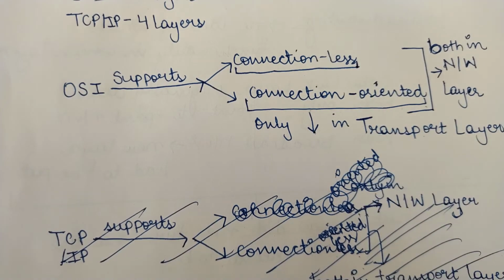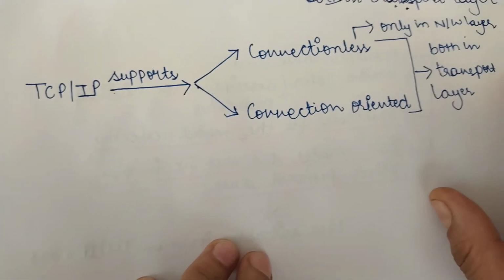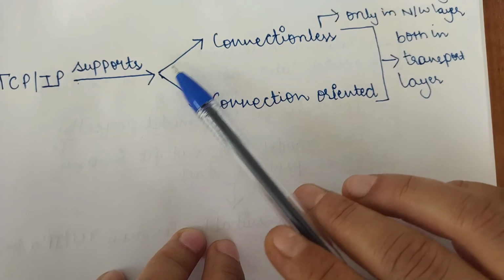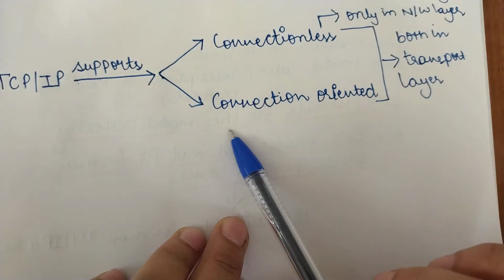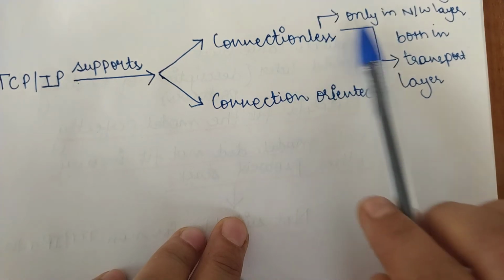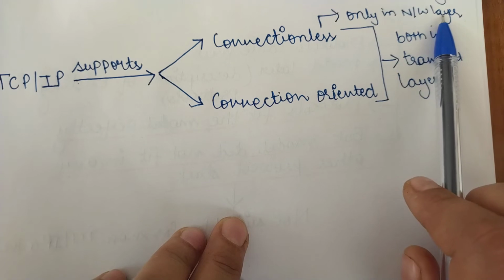Now, if I look at the TCP/IP reference model, it was just opposite. It supports both connectionless and connection-oriented services in the transport layer, but only connectionless service in the network layer, right?